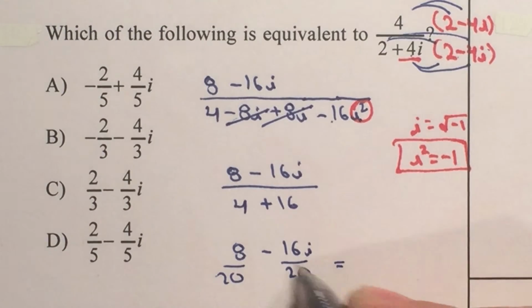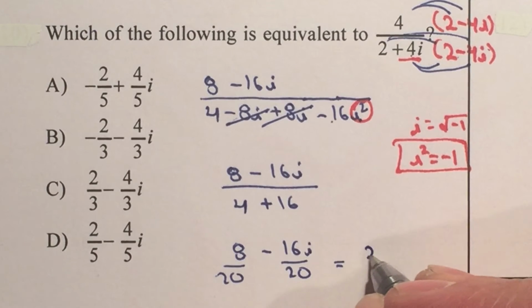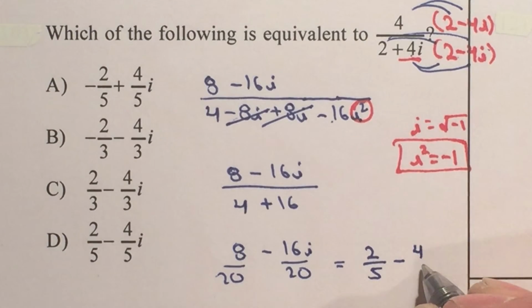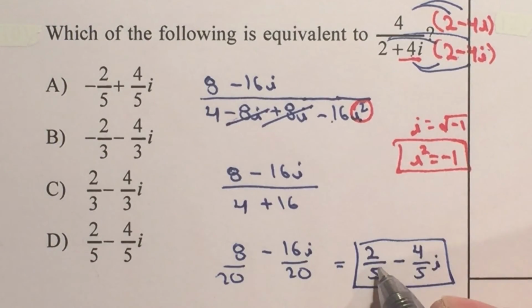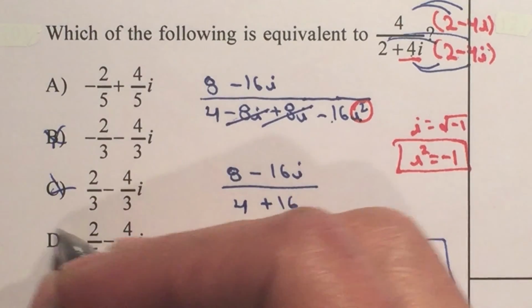And I'm just going to reduce my fraction. I can divide it by 4, so it gives me 2. Divide by 4 gives me 5. I'll reduce my fraction. Divide by 4 gives me 4. Divide by 4 gives me 5, and then the i. So therefore your answer is 2/5 minus 4/5 i, and your answer is letter D.